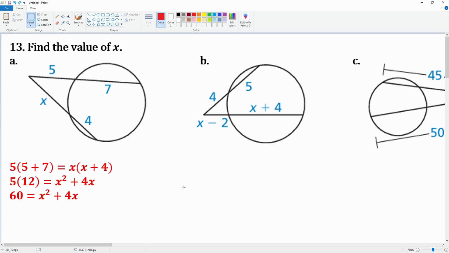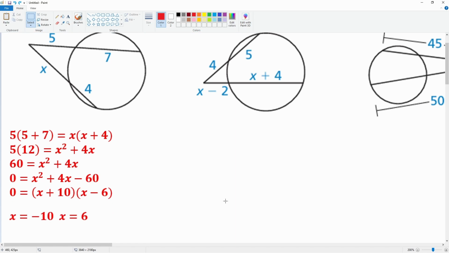So it's 60 equals x squared plus 4x. You want it equal to 0, so subtract 60 from both sides. Here, this becomes a quadratic. This requires you to factor. Two numbers that multiply to make negative 60 that add up to 4. That is 10 and negative 6. So it factors to x plus 10 and x minus 6. Notice this equals 0. So x plus 10 equals 0 gets you x equals negative 10, and x is equal to 6 when you're solving, okay?